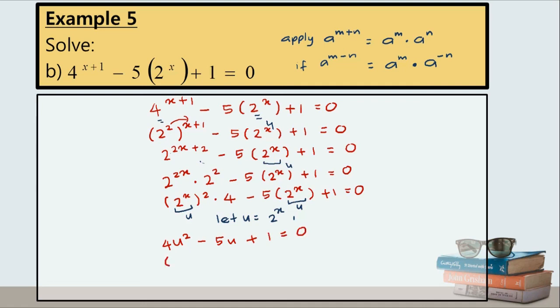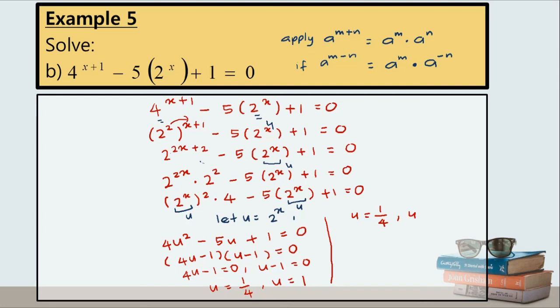And then use your calculator. You will get 4u minus 1 and u minus 1 equal to 0. So our u is 4u minus 1 equal to 0 and u minus 1 equal to 0. So u equal to 1 over 4 and u equal to 1. This is only the value of u. We need to find the value of x. Since we let u equal to 2 to the power of x, so we will have, okay, just now we get u equal to 1 over 4 and u equal to 1.